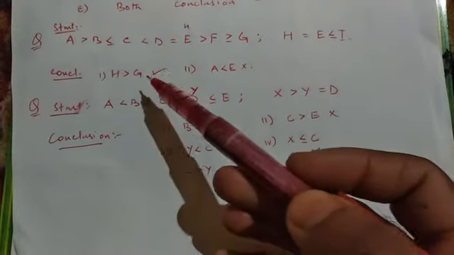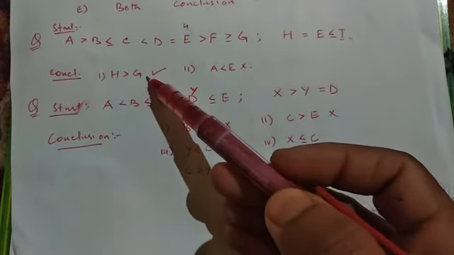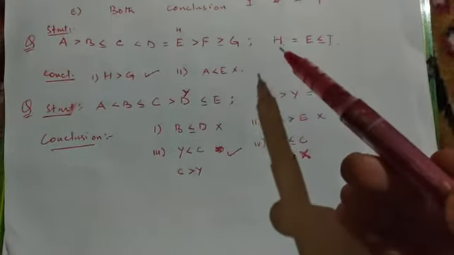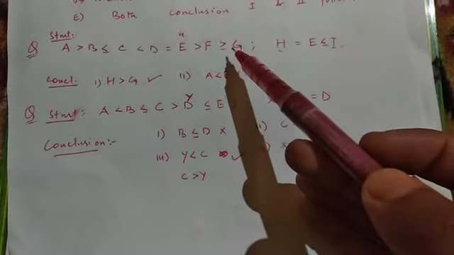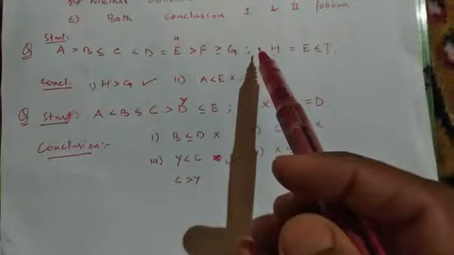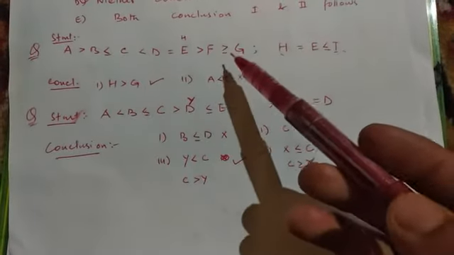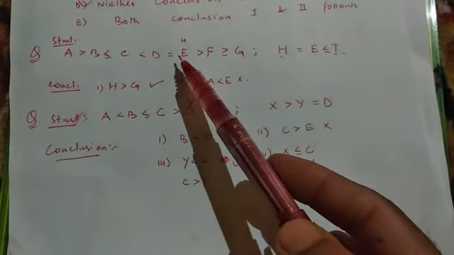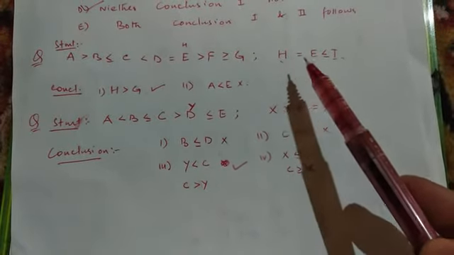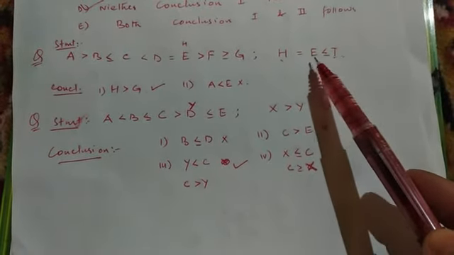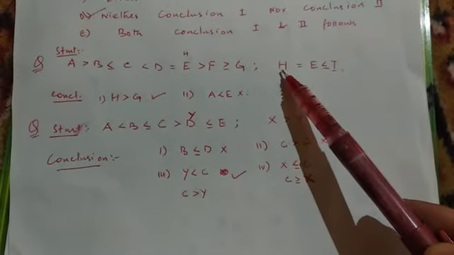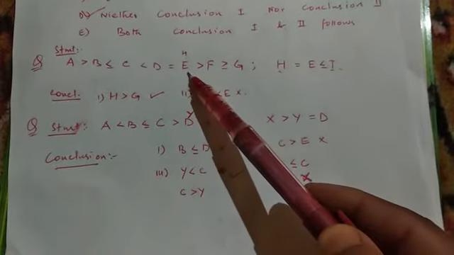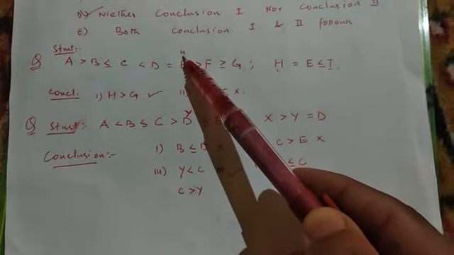So we will see our first conclusion, that is H is greater than G. Where is H? H is here in our second section and G is in our first section. What we have to do in such questions, we have to check what is common in both the sections. Here we have E, here in the second section we also have E. H is equal to E means this H can be written in place of E. I have written here H.